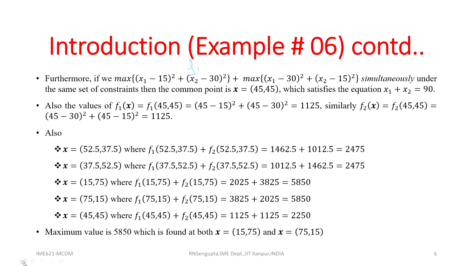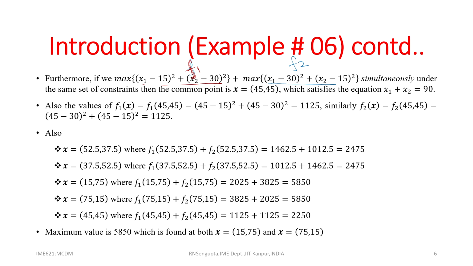let me use a different color, as was highlighted in the first instance. So, if I find f 1 here and this was f 2 which is here, I am using the same color as was given in the diagram, simultaneously under the same set of constraints. Now, the common point which will give me the maximum value, given that we want the combined objective function to be maximized, comes out to be 45, 45.